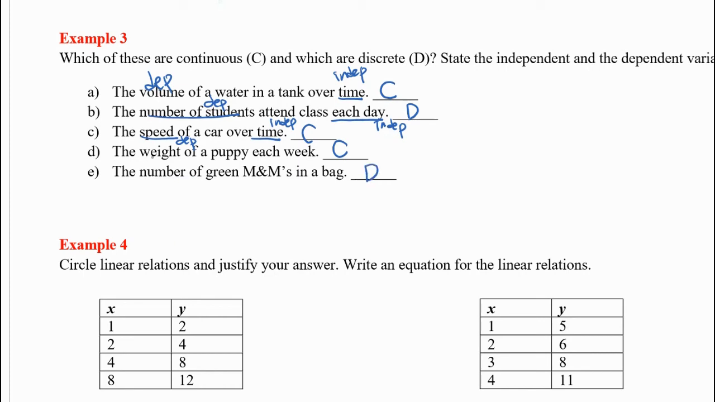And I forgot to figure out if this is dependent or independent. So weight is dependent, and each week is independent. Okay? And the number of green M&Ms is the dependent variable. In each bag, I would say this is the independent variable. Okay, so let's move on.